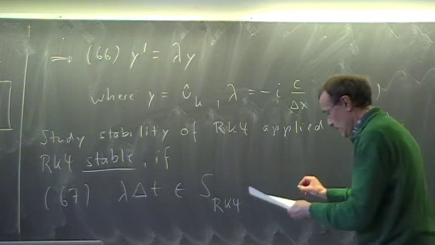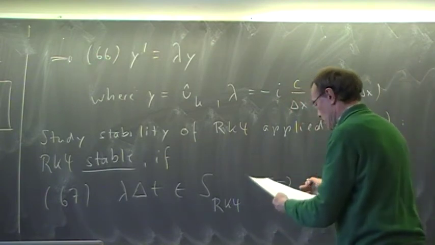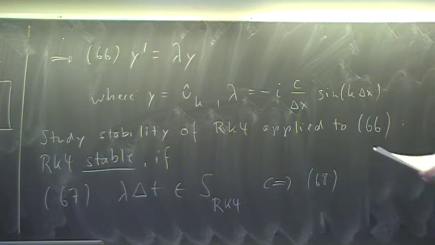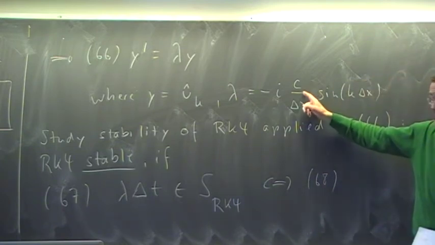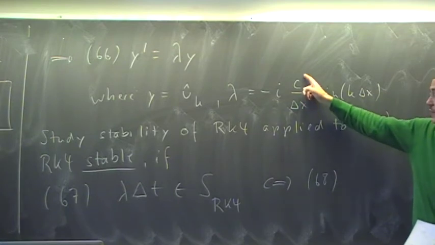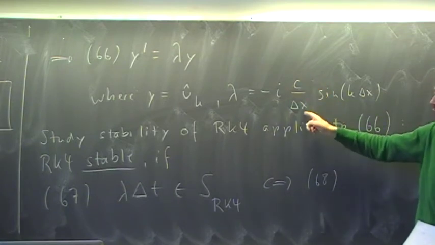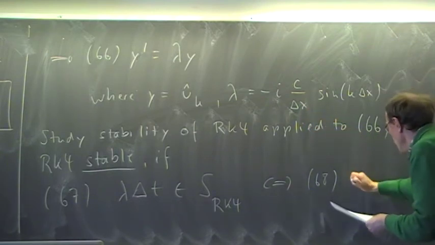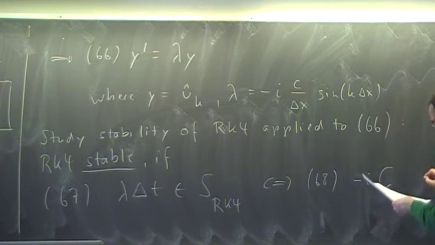And that is equivalent to saying, I call that 68, what is lambda delta t? We multiply this by delta t, and we get the Courant number. c delta t over delta x is the Courant number. So the condition is that minus I times the Courant number times sine of k delta x has to be in the stability domain of the Runge-Kutta 4 method. And that is something that we can check very easily.